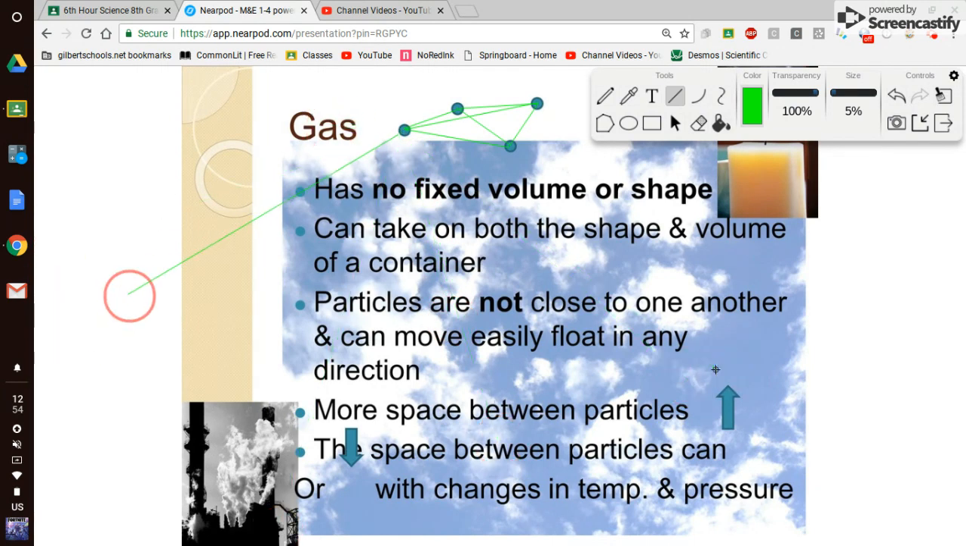When we're looking at our weird examples that I'm giving you, and we said this was a solid, we could think of its organization being nice and neat and close, compact. Liquid is a little bit further apart, they slide past each other.